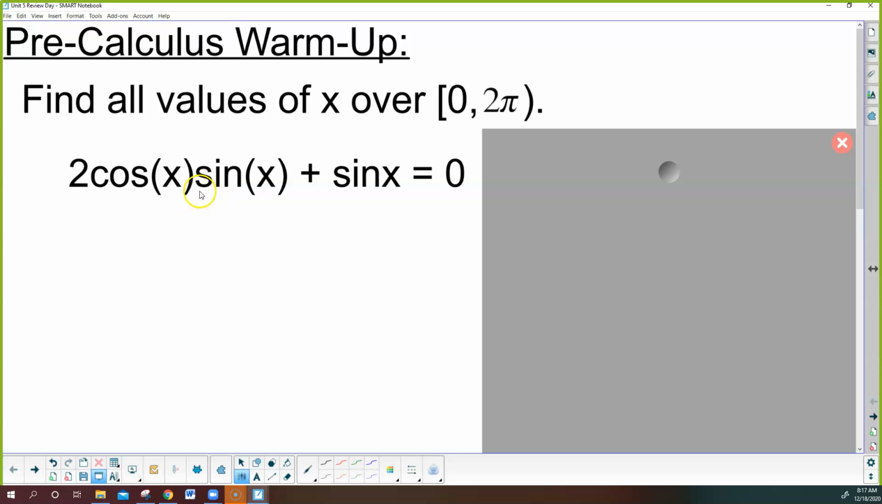Okay, so first thing I'm going to look at is I've got two sine functions. And granted, there's more going on here, but I've got 2 cosine x times sine x plus sine of x equals 0. Well, algebraically, if two factors share something in common, we can pull that factor out. And when I do that, I'm factoring a sine away. And what that allows us to do is use the zero product property, where each factor must be equal to 0.